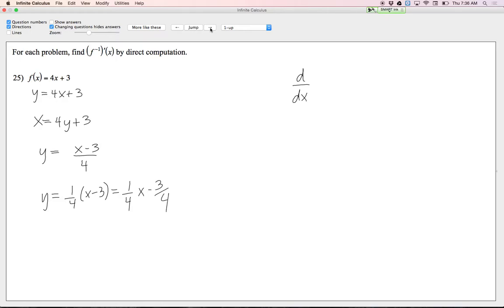Then you just find the derivative. And the derivative of this function, since this now really is the inverse, is just 1/4.